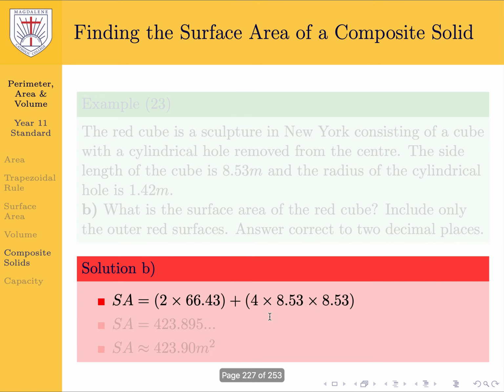So for the surface area, we have 2 lots of the shape that we mentioned, which was 2 times 66.43 from our part A. Then we have 4 other sides of the cube, but they don't have cylinders in them. So we're just going to do 4 lots of 8.53 times 8.53, which is just the area of the square without that cylinder removed, or the circle removed. So once we type that all into our calculator, we get 423.895, which is approximately 423.90 meters squared. And that's correct to 2 decimal places.